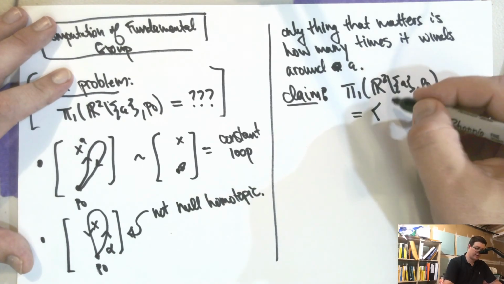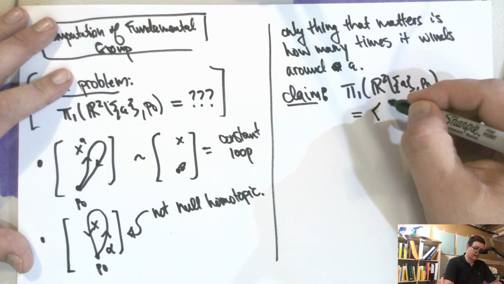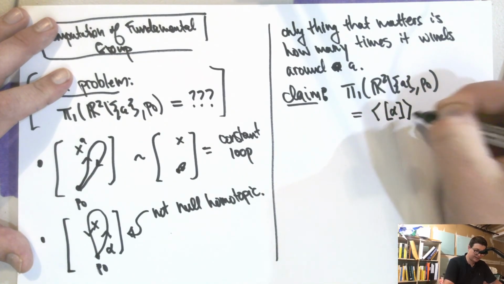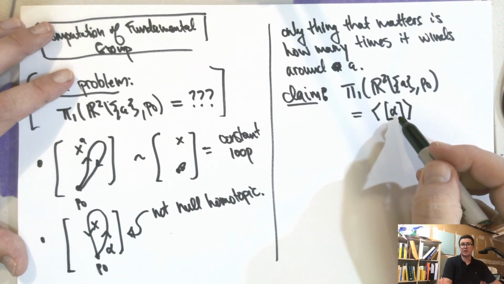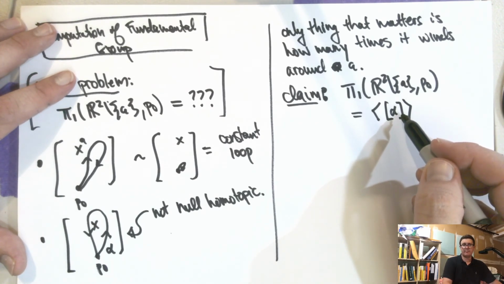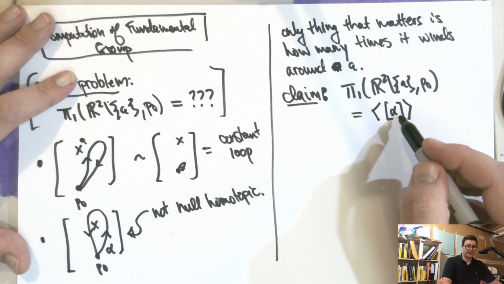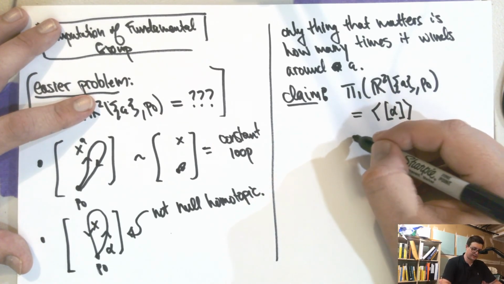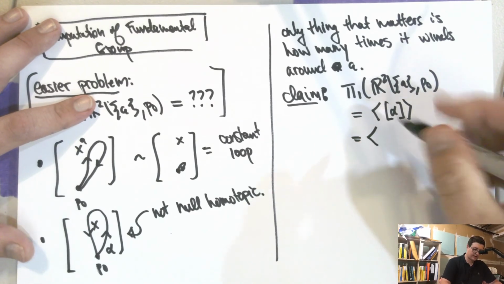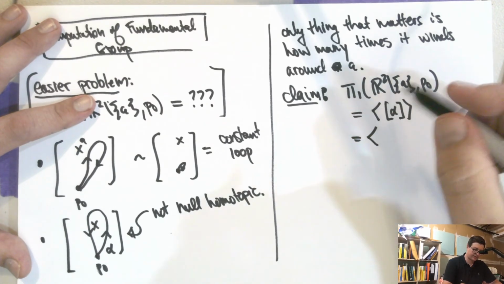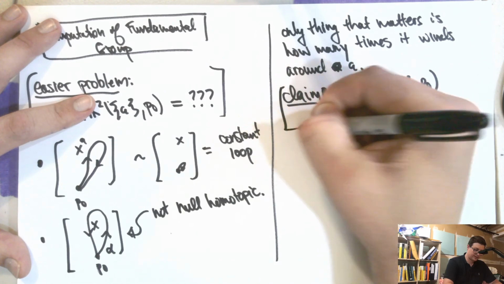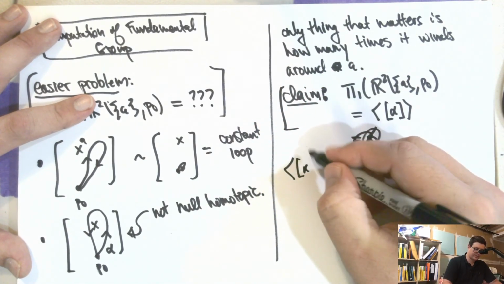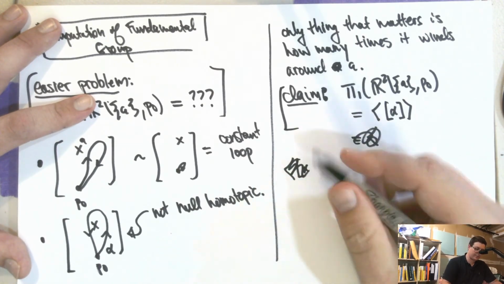I don't want to write this every time because it's going to be annoying. This is the homotopy class of alpha. So this is true, and I'm going to write that as a claim. But let me just, okay, I'm going to do some abuse of notation.